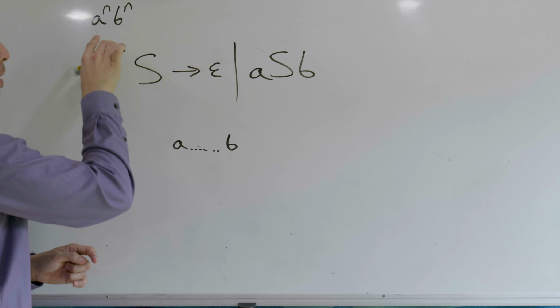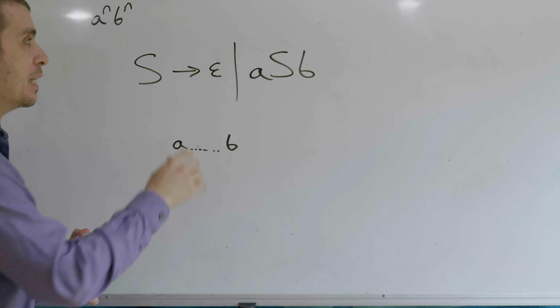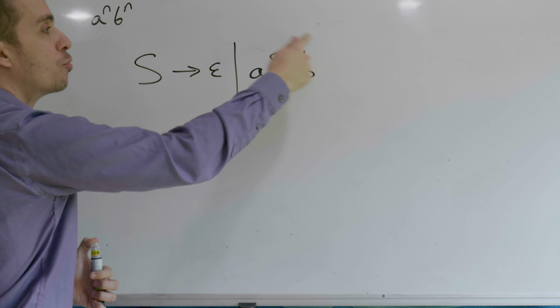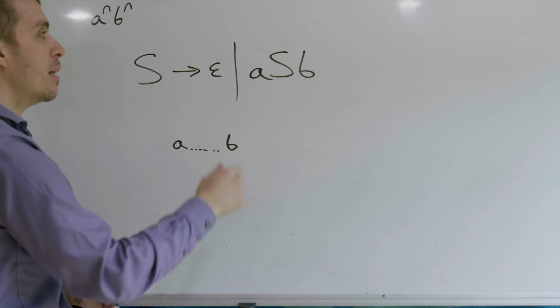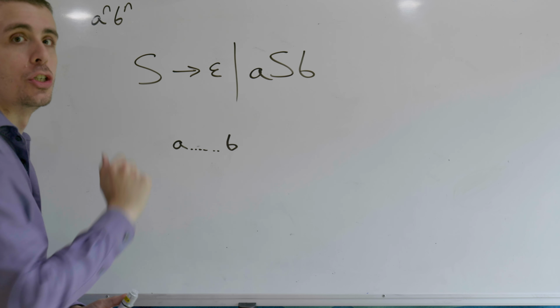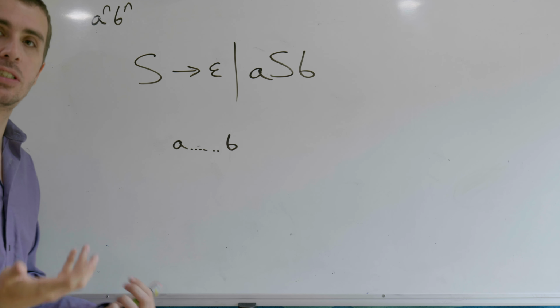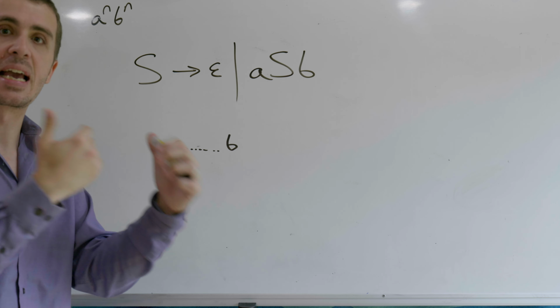So let's do an example. If we have n is equal to 10, then what we can do to generate that string is to apply this rule 10 times, making 10 a's at the beginning, 10 b's at the end, and then finally conclude by changing that one S into the empty string. And so therefore, this is a quick and easy grammar for the set of all strings of the form a to the n, b to the n.